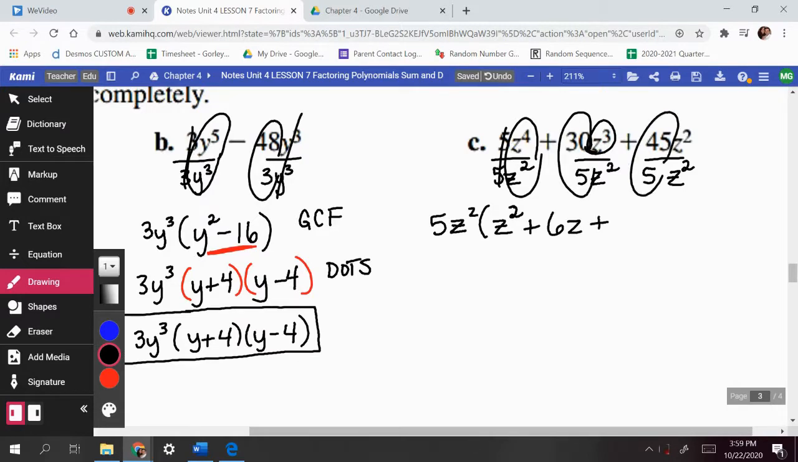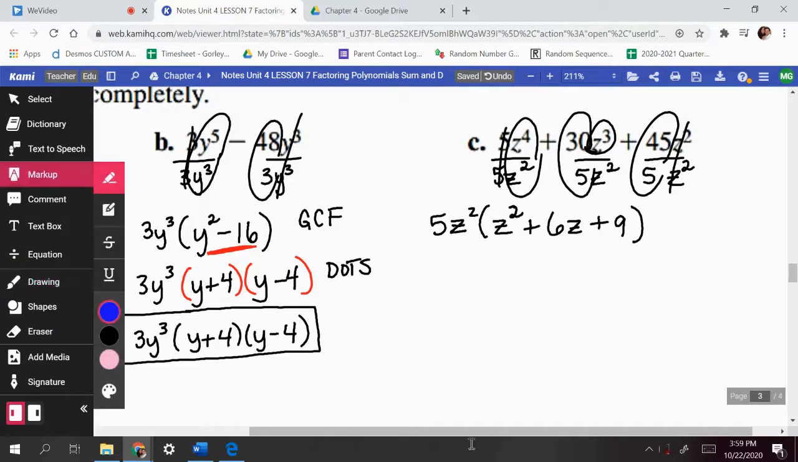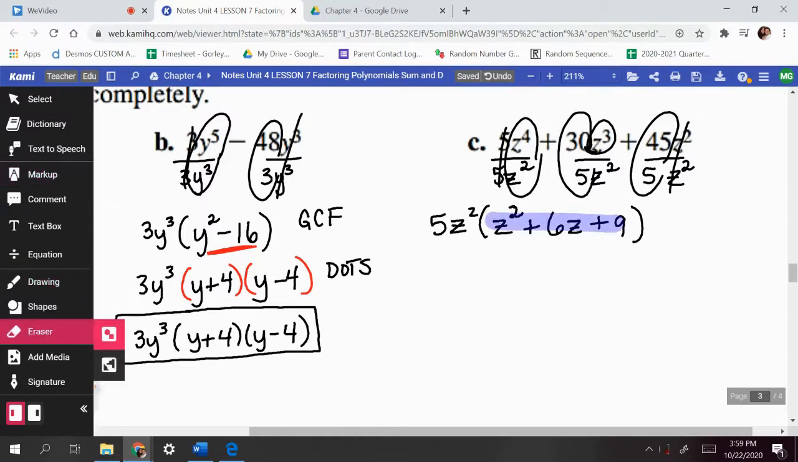Plus, what's 45 divided by 5? That's going to give me 9. And here the z squareds cancel to give me 1. Okay, so we get that: 5z squared times the quantity z squared plus 6z, plus 9. I didn't put my little line through it. Now I have to look inside the parentheses and ask myself, can I factor that more?